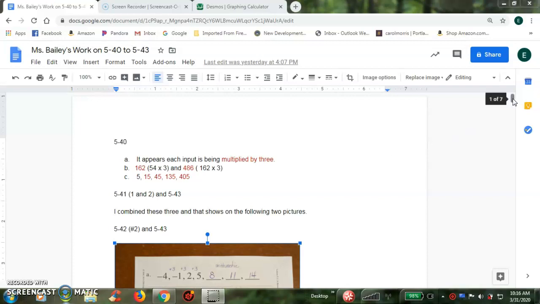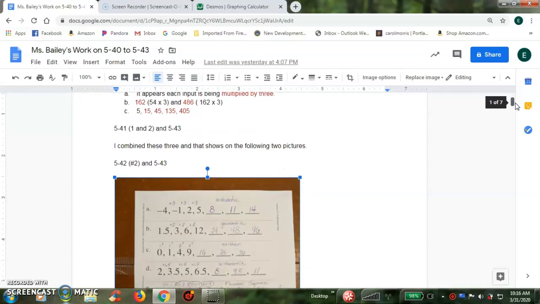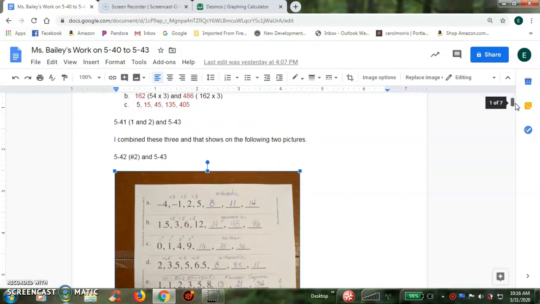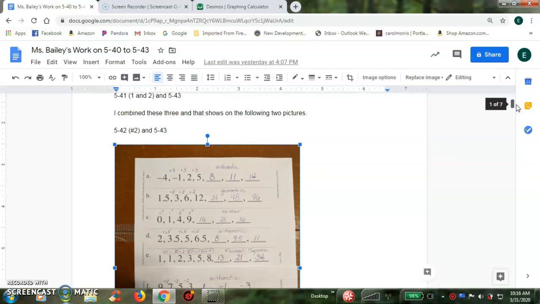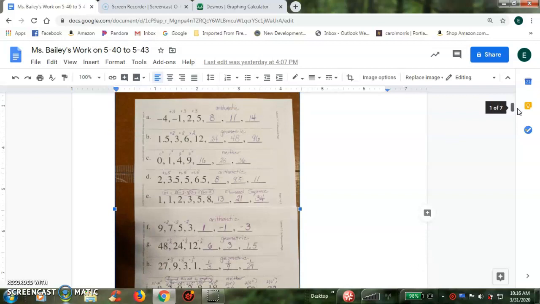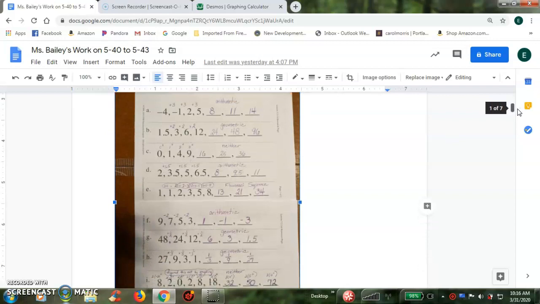For the next one, I actually combined a few different problems. So 541, 1 and 2, and 543. So here we go. Voila. All right, so basically, I actually printed out the teacher resource. You can do that yourself too if you have a printer at home. And I have my answers right here in purple. Hopefully you can see them.